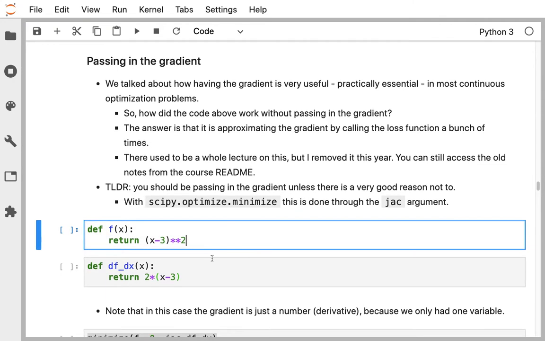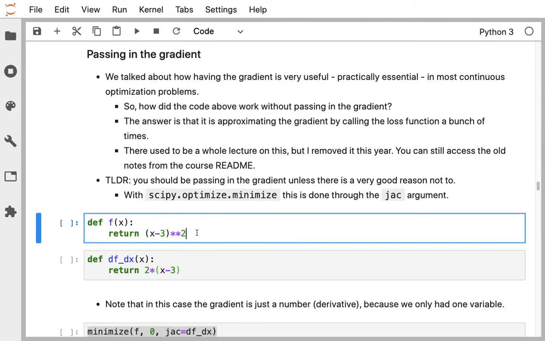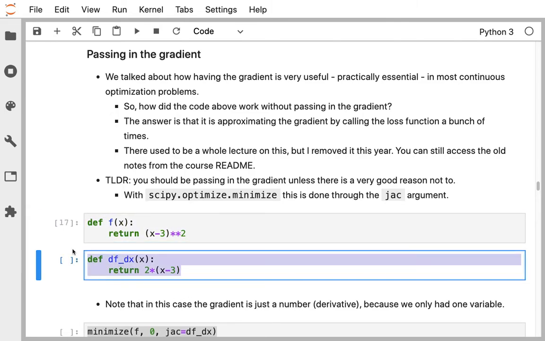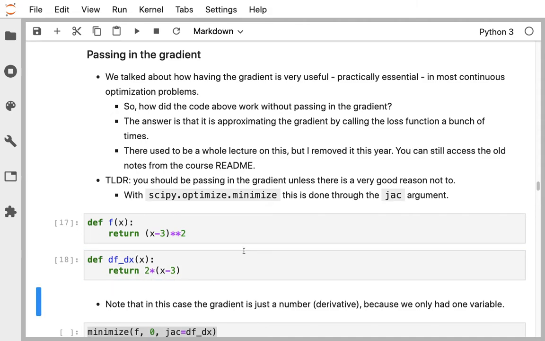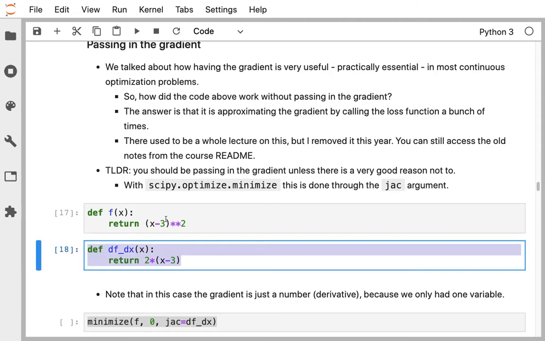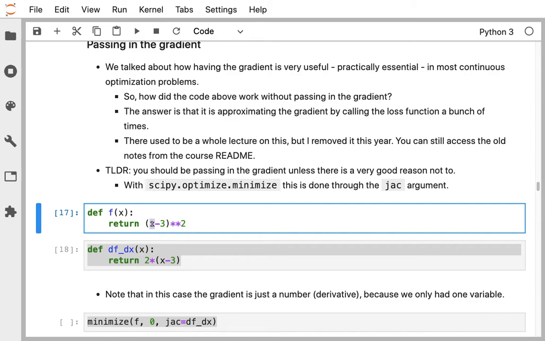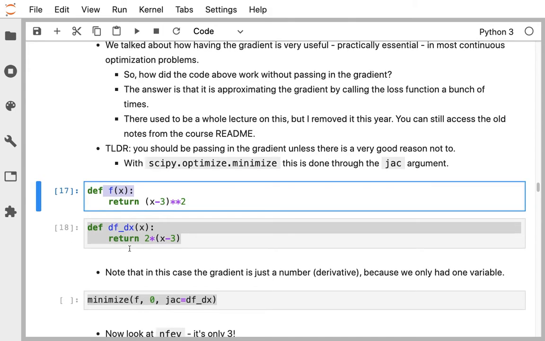Okay, so here is my function again, (x - 3) squared. I just took the derivative by hand, just like you were asked to do in the lab question 1. (x - 3) squared, the derivative is 2(x - 3). Here it's just a derivative because everything's one-dimensional, x is one-dimensional, but it will be a gradient as soon as the functions we're dealing with take in a vector.